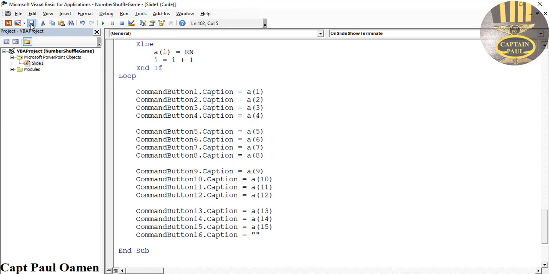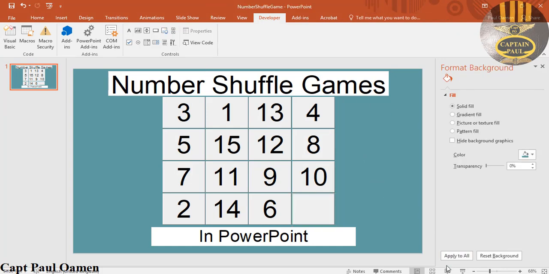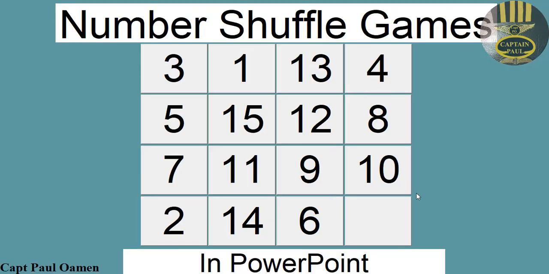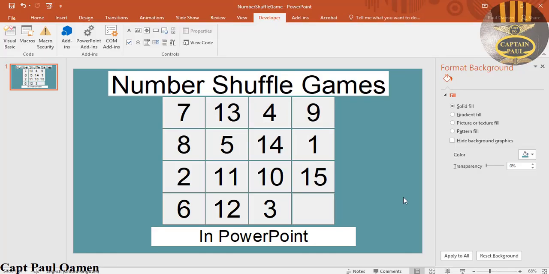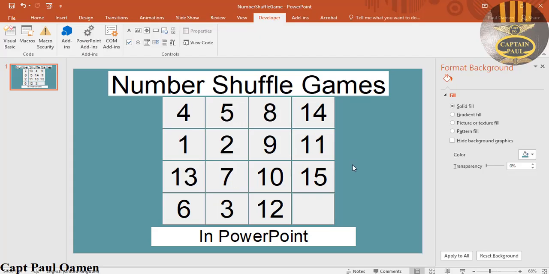So I'm going to save that and let's run our program and see how the slideshow is going to work. I'm going to click on show slide. Look at that. So close that. You see that it's automatically shuffled the numbers around. Once I close it, the numbers get shuffled.